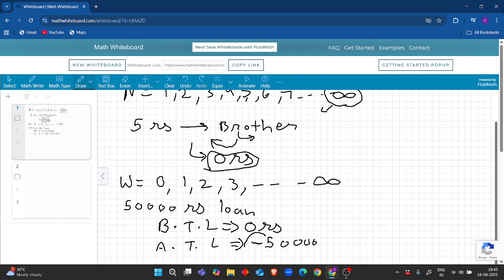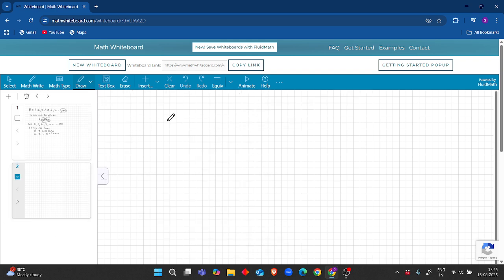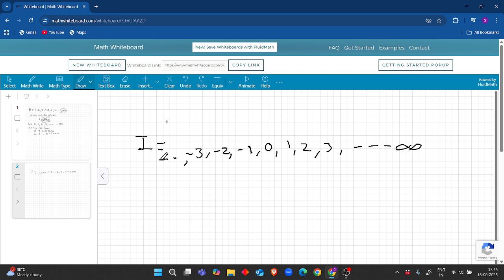So negative numbers also exist in the world, but they do not come under natural numbers or whole numbers. In order to introduce negative numbers, we create another set of numbers called integers. What are integers? Integers are the set of whole numbers with negative numbers also, going to minus infinity.